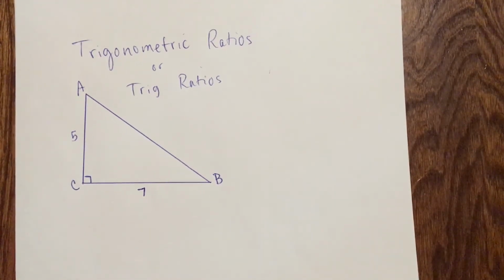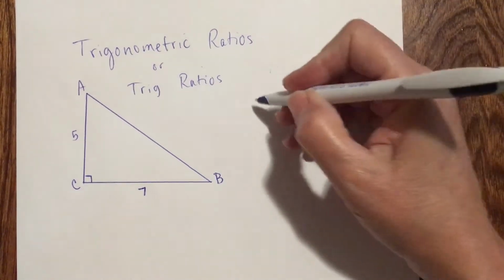In this video, I want to talk about the trigonometric ratios, or we can shorten trigonometric to trig, the trig ratios. So if you hear the word trigonometric or you hear the word trig, they're talking about the same thing. The trig ratios are a way to set up a relationship between the angles in a right triangle and the sides.